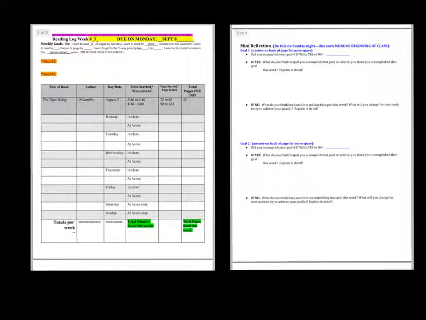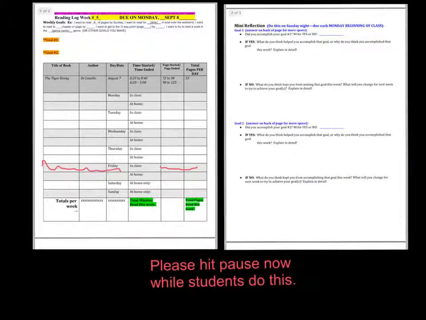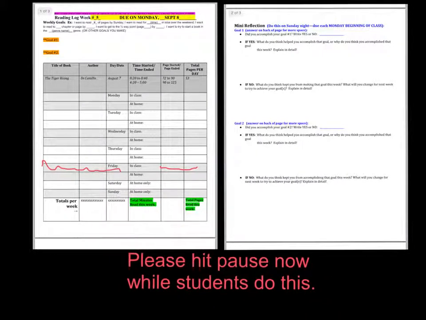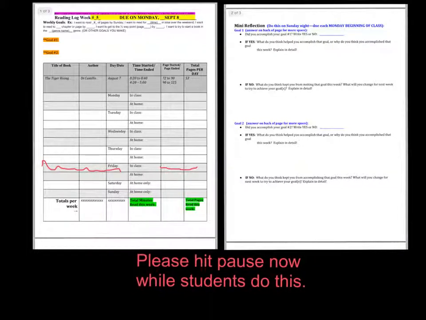Okay, ladies and gentlemen, you have noticed that I'm not here and you have just finished your beginning of class reading. So that means that you should be on your reading log that looks just like this on the board, and you should be filling in right now what you read in class for today. So I'm going to ask the substitute to please hit pause now while students fill out the reading log, and that should take about 30 seconds, and then we'll continue this.